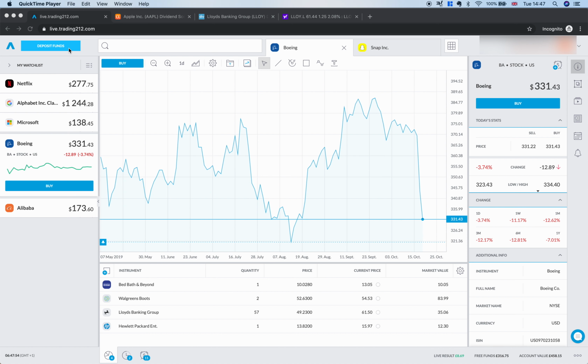Today we are going to cover how to identify when stocks are on sale. And by on sale, I mean stocks that have dipped in recent times. To do so, we have to move away from the actual platform that we use to invest, in my case, the Trading 212 platform.